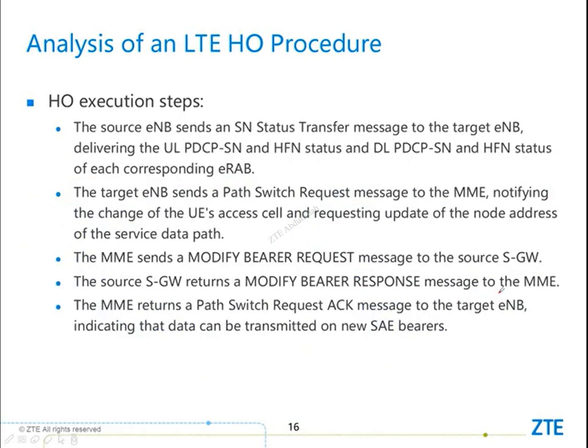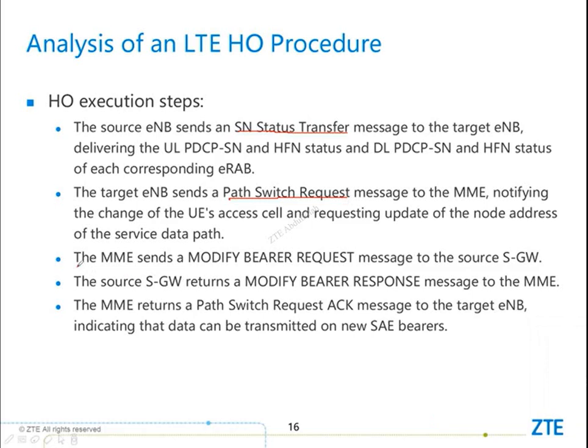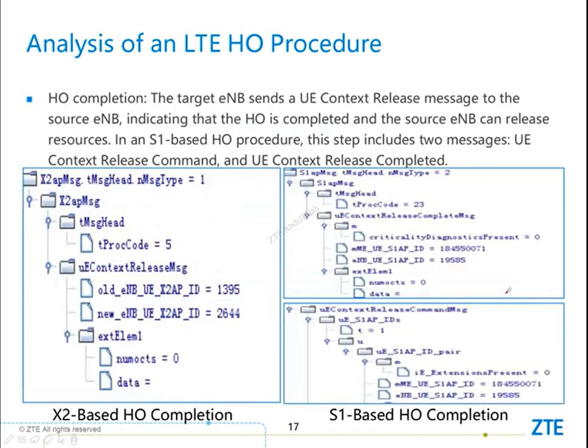Okay, so the handover execution steps also include other procedures. For example, the SN status transfer. I think we have already mentioned it previously. And the path switch request, right? The target eNodeB will send the path switch request, and if there is S1 based eNodeB handover, they also need to send the modify bearer request message. Okay, so that means the old core network also needs to update the information. Okay, so these are the handover execution steps.